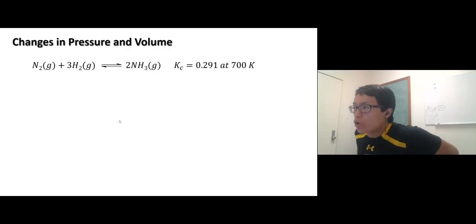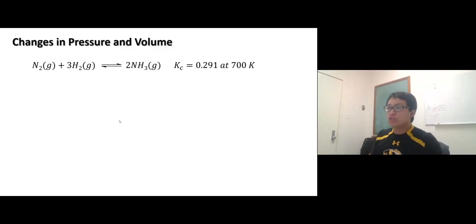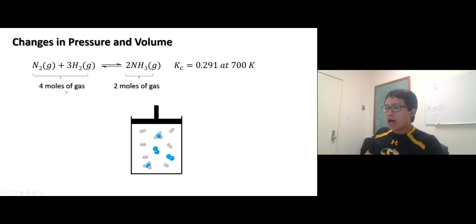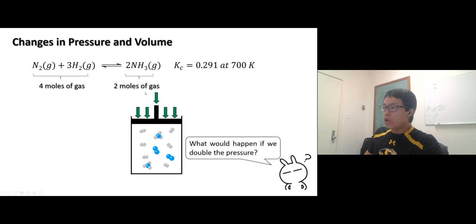All right. So concentration, you have seen the effect of concentration on equilibrium. Now we're gonna go to the pressure and volume. Okay. So go back to the very similar equilibrium. Nitrogen reacts with hydrogen gas to make ammonia. All right. So let's say we have 4 moles of gas on this side right here, and then 2 moles of gas on the right side. So what would happen if we double the pressure?